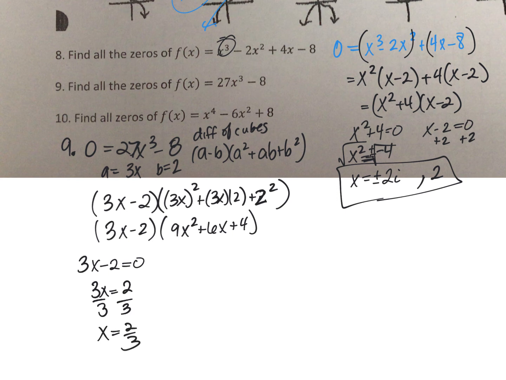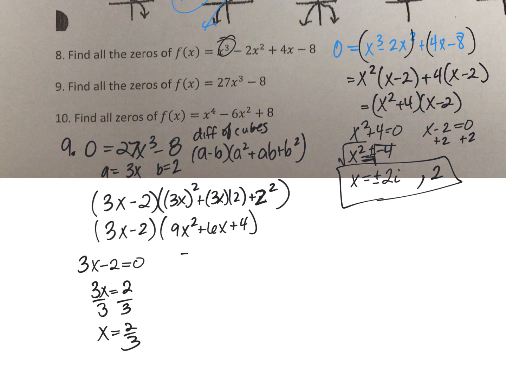And if I have a quadratic that has a coefficient, which method do I use to solve it? Because this is not factorable. I have a coefficient. What's my method? Say it louder. Quadratic formula. Yes, we're going to use the quadratic formula. We don't want to complete the square on that. We don't want to divide everything by 9 and have to deal with those fractions. So I have to use the quadratic formula to find this.